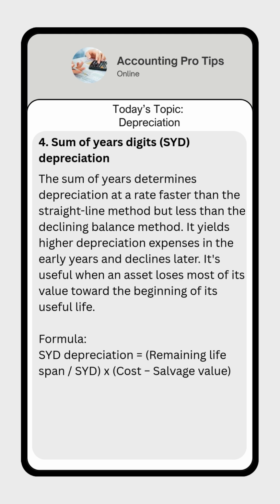4. Sum of years digits depreciation. The sum of years determines depreciation at a rate faster than the straight line method but less than the declining balance method. It yields higher depreciation expenses in the early years and declines later. It's useful when an asset loses most of its value toward the beginning of its useful life. Formula: SYD depreciation equals remaining lifespan divided by SYD, multiplied by cost minus salvage value.